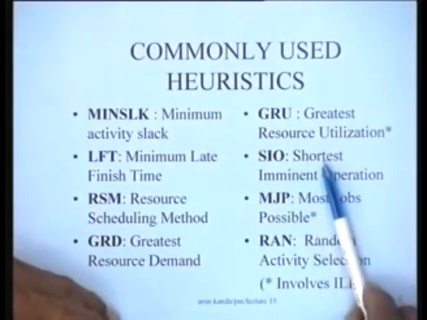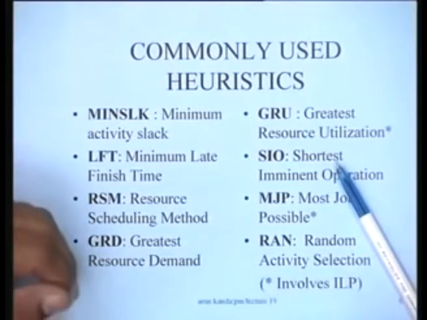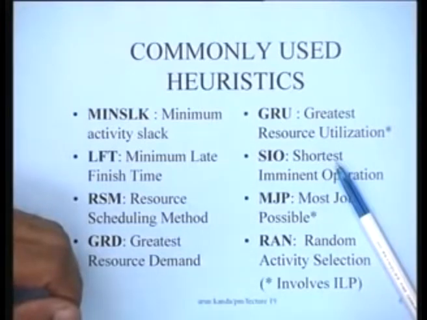The shortest imminent operation: out of the various activities, the one which is likely to take the shortest time is given priority here. This is a rule which has performed very well in job shops, especially because it leads to low inventory levels.